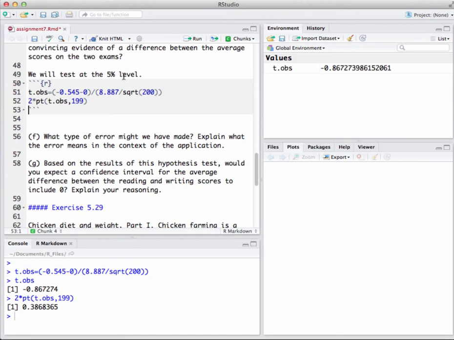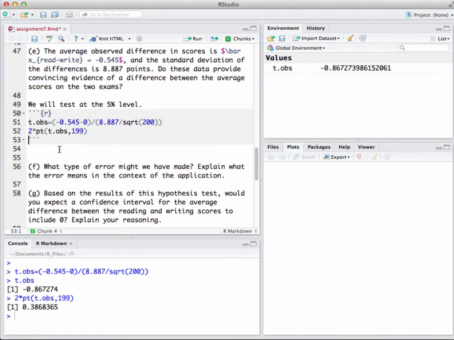So let's come down here, and they're asking pretty much to do most of the hypothesis tests in this question. So we gave them our 5% level, we calculated our test statistic and our p-value, and now we need to make our decision. So we would fail to reject the null hypothesis.